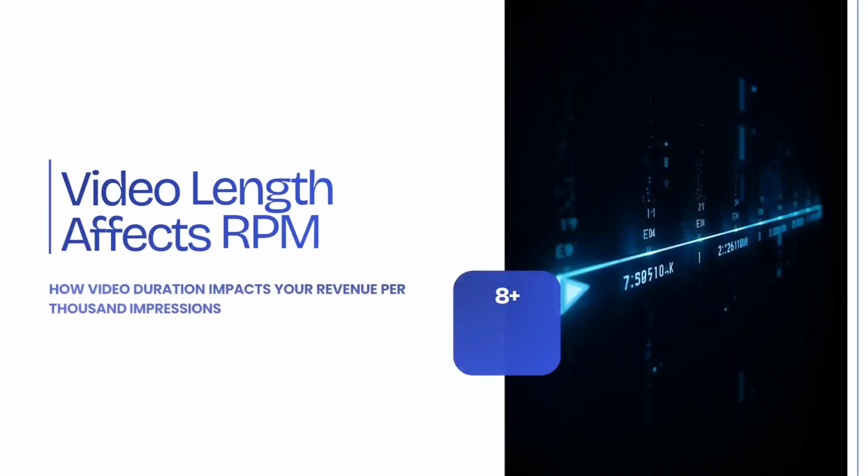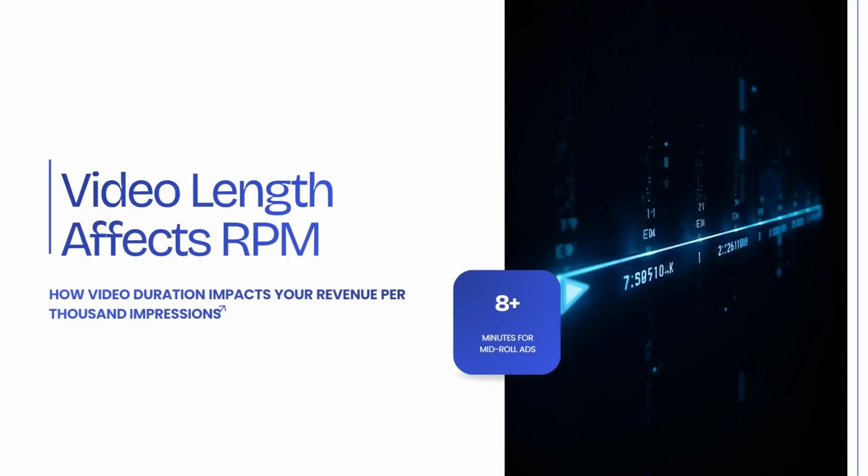Video length also affects RPM. Longer videos allow creators to place mid-roll ads, which can increase total earnings. Many creators aim for videos longer than 8 minutes because additional ads can appear naturally during the content. But remember one important thing: the video should still feel engaging. Adding unnecessary filler just to increase the length can reduce watch time and hurt your channel growth.